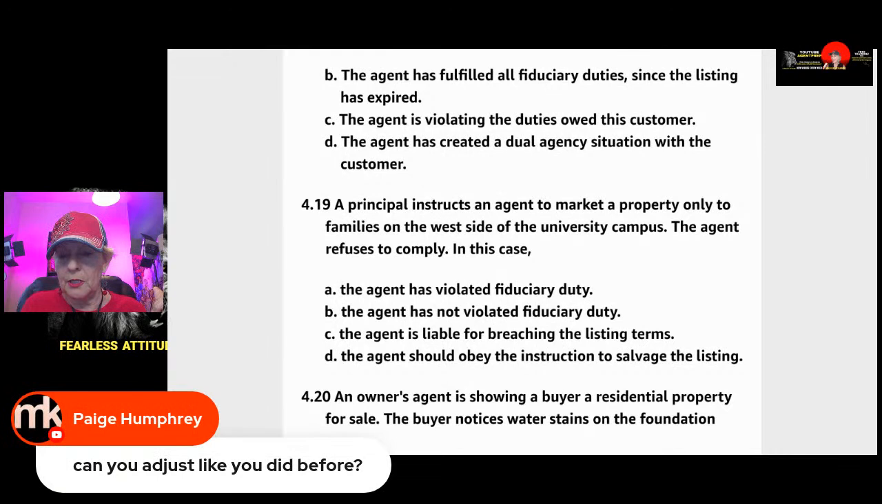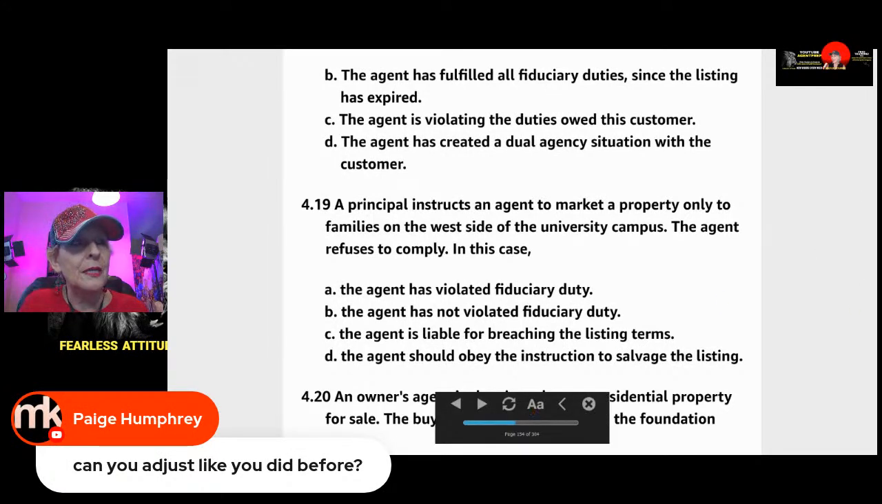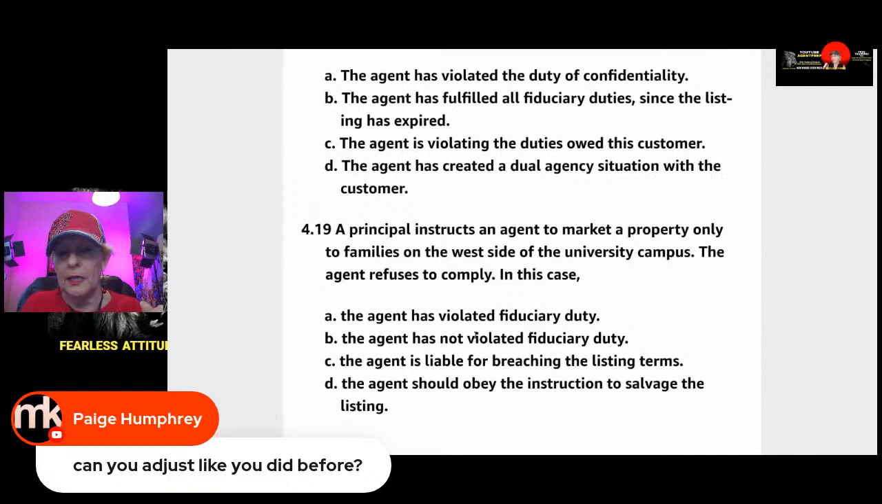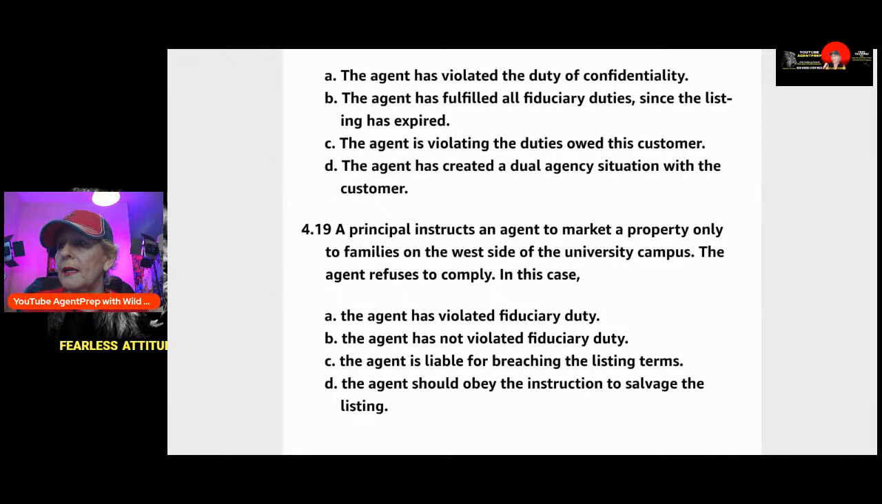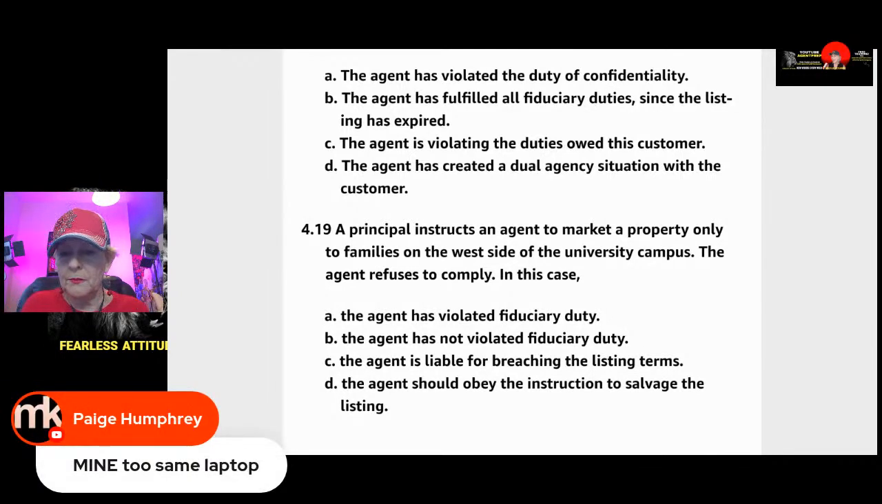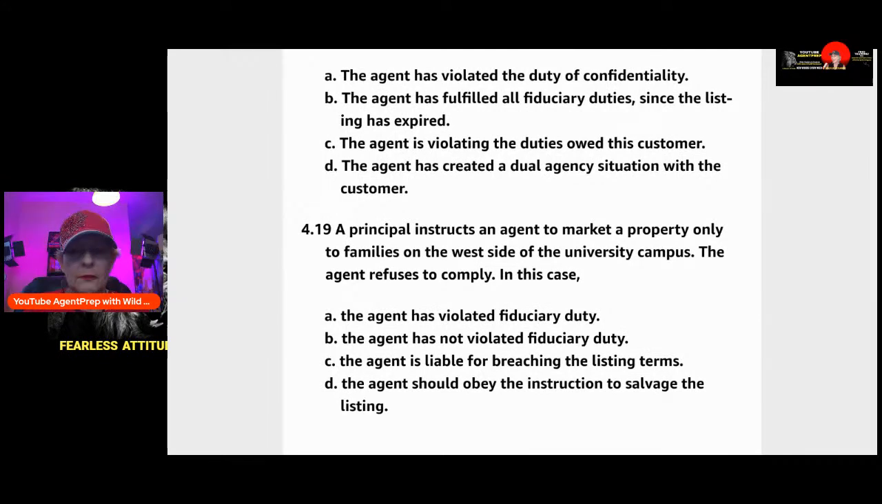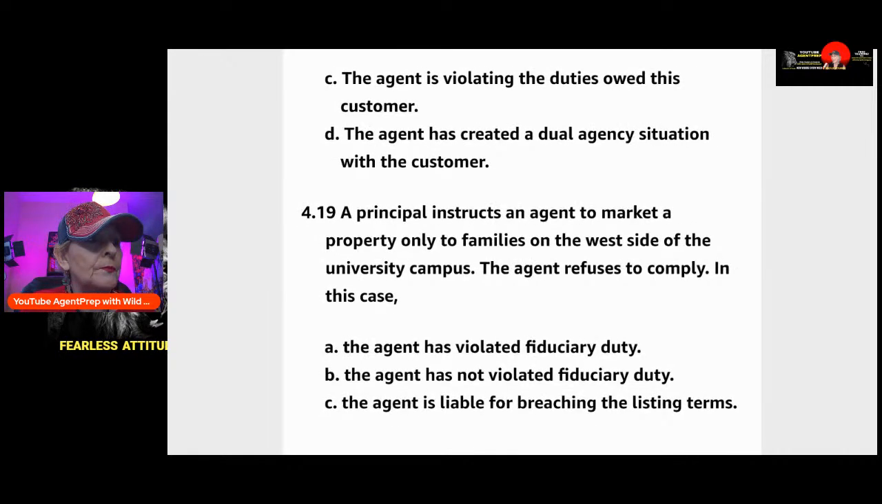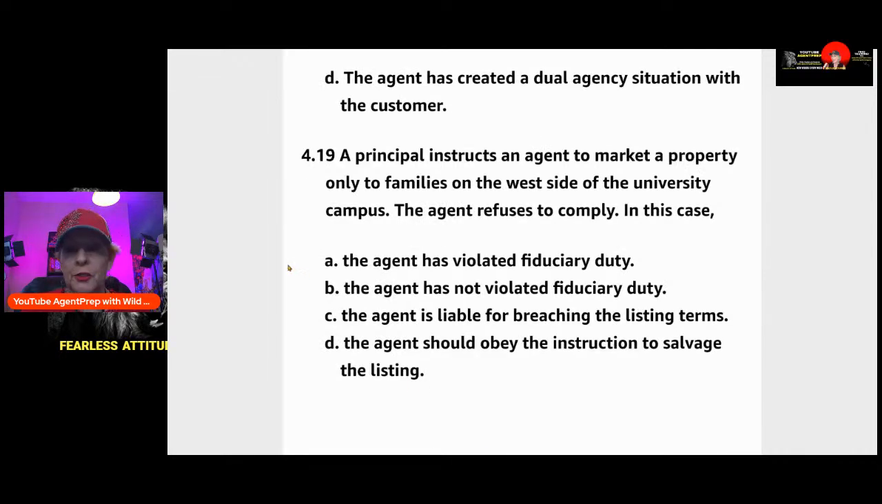So let's see. Can you adjust like you did before? Okay, I think that's going to be the biggest I can do for this one. Okay, that's going to be the largest. It looks better on Facebook. Oh, okay. Thank you for that. Mine too, same laptop. All right, so hopefully that looks a little bit larger. If I go larger, I have the boldest font too. Okay, there it's larger. So we're on 19, right? Yes, I had written down 18.